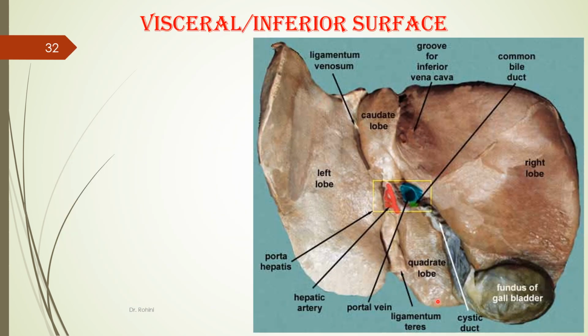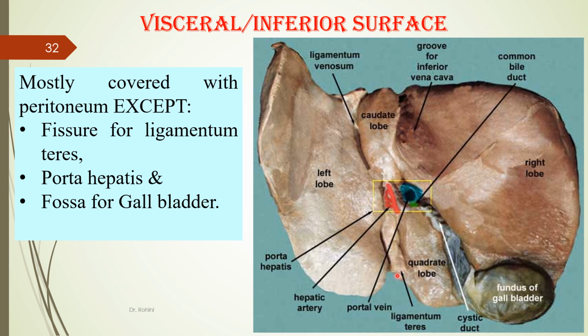This is the visceral surface here, just in contact with the posterior surface. This surface is covered with peritoneum all over except 3 sites. What are these 3 sites? One is the fissure for ligamentum teres, this one. One is the transverse fissure in the middle part called porta hepatis, and the other is this area, the fossa for the gallbladder. These 3 are other areas, besides the bare areas, which are also not covered by peritoneum. So these 3 areas will not be covered by peritoneum.